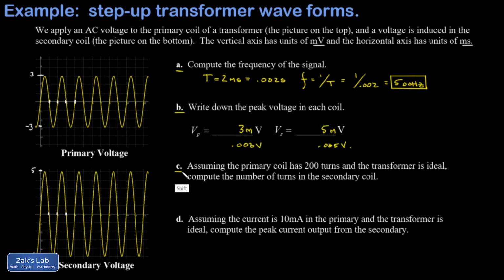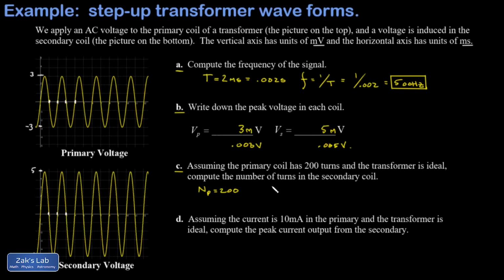Then we get into some short calculations. So assuming the primary coil has 200 turns, so I'm going to write down NP equals 200, and the transformer is ideal, compute the number of turns in the secondary coil. What I mean by ideal is that the transformer equation is going to work exactly.